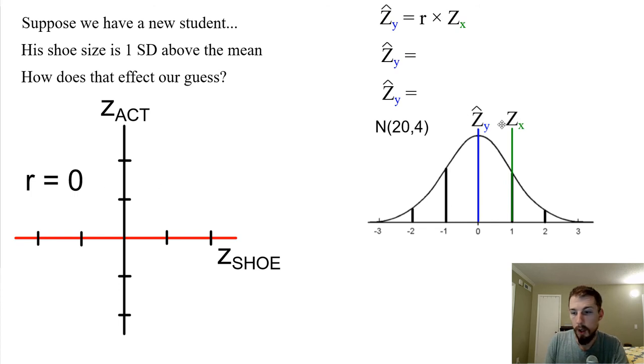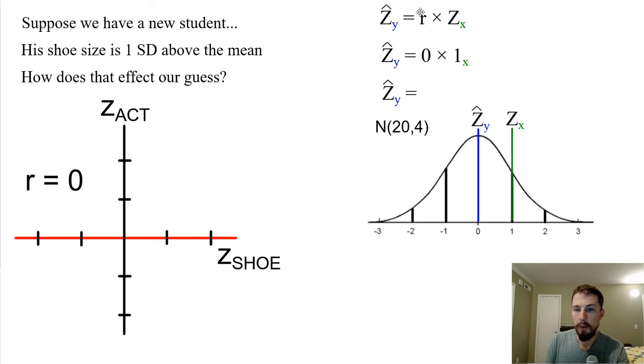So for our prediction for y, even though the shoe size is 1 standard deviation above, we're not allowed to let that increase, or if it was negative, decrease our estimate for his ACT score. So we're stuck at just guessing the mean. We're no better off than when we started when we didn't have any information, because the correlation was 0. They're not associated with each other. All right, so at least not linearly.